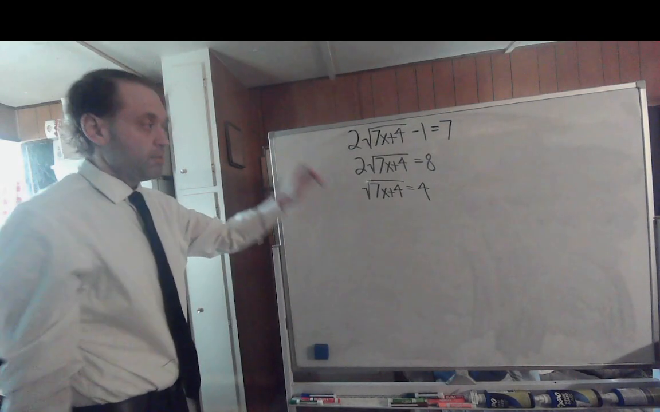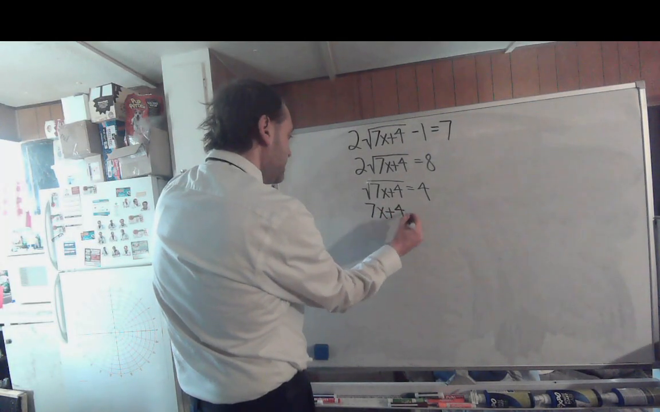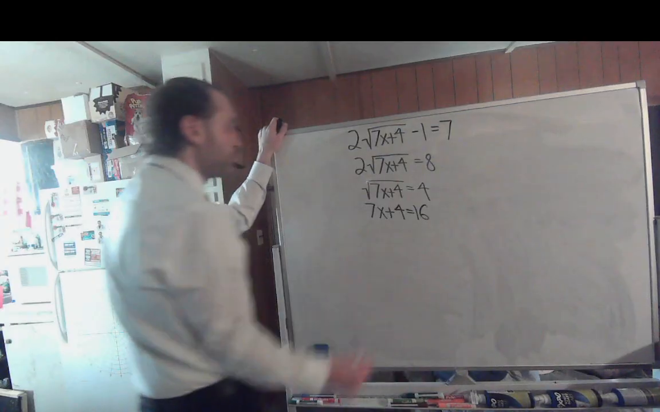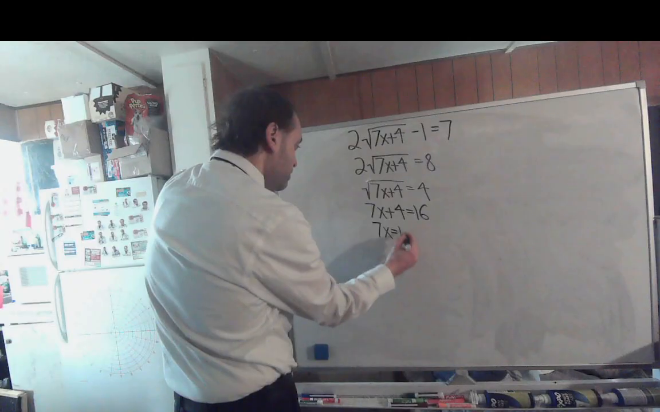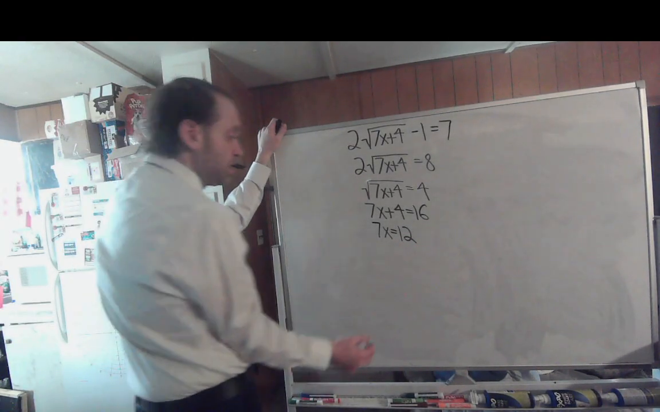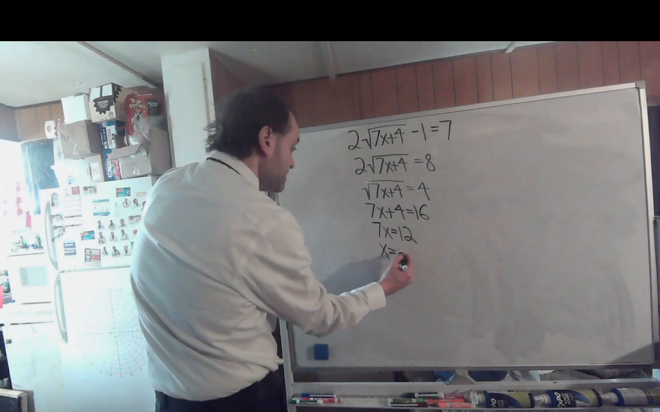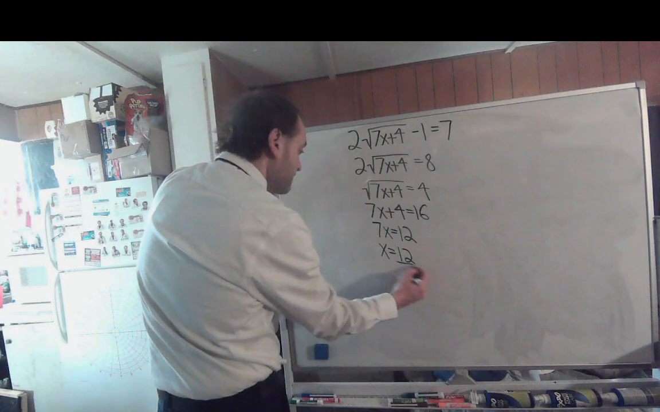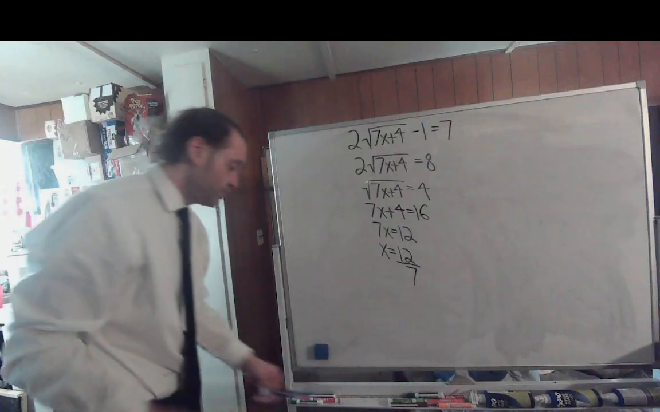Now you just square both sides. You'll end up getting 7x plus 4 equals 16, which would end up giving you that 7x equals 12. Okay. So then this would give you that x is equal to 12/7. But let's see if that checks out, if 12/7 is actually the solution.